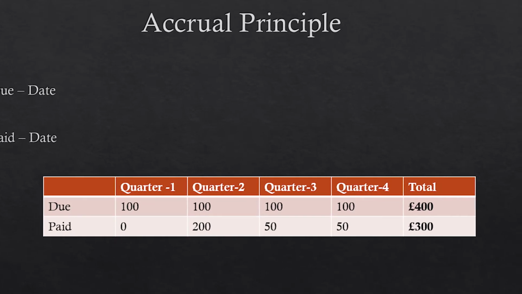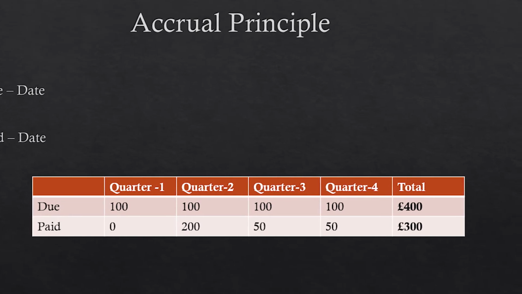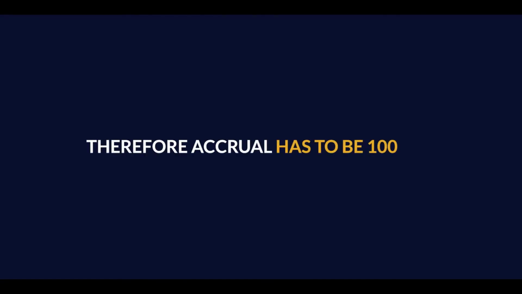So what is due to be paid is 400. The aggregate of what is paid for the period is 300. Therefore, we can consider that what is accrued is 100. 400 is due, 300 paid, and so accrual has to be 100.